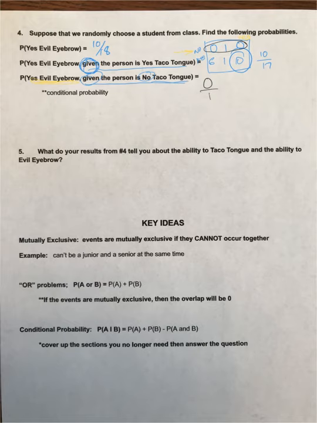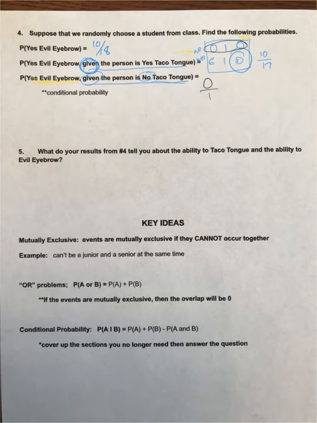Okay, so let's go on to number 5. So number 4 is asking us, what can we tell about taco tongue and the ability to evil eyebrow? Well, based on that last one, if you can't taco tongue, you can't have an evil eyebrow, based on the 18 students that they used. That's what that means. So number 5 is just trying to explain what it is you found.